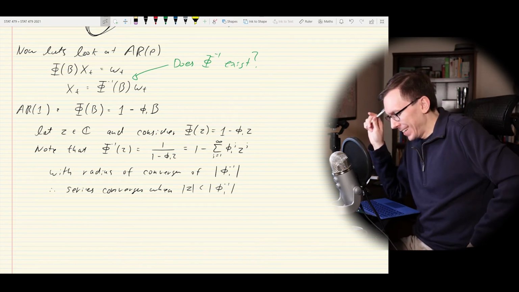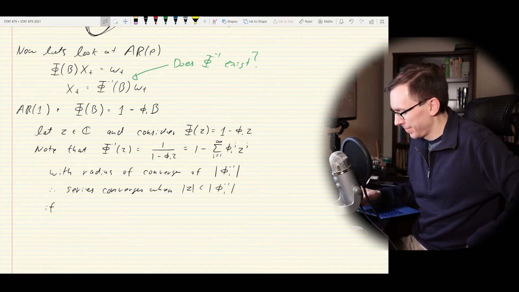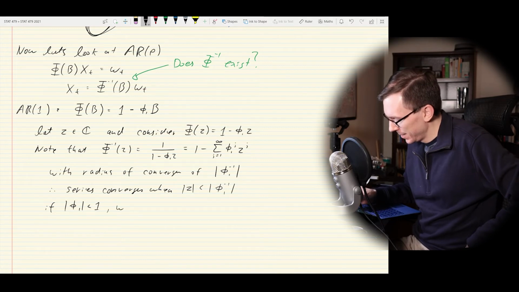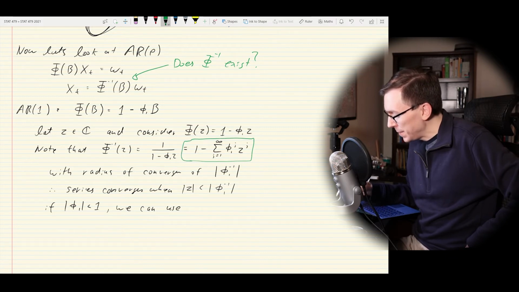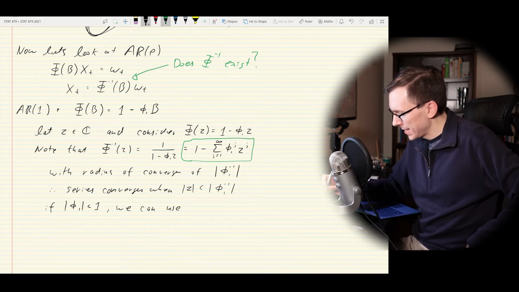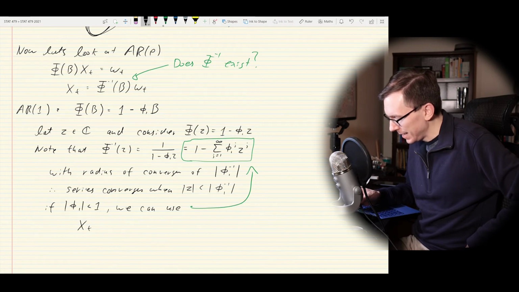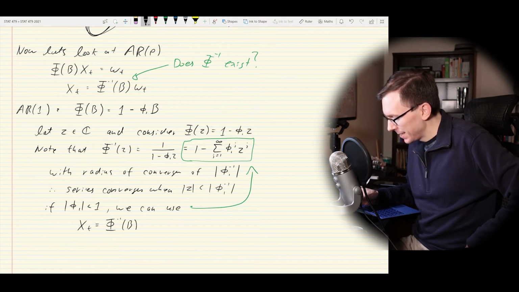So, okay, why are we doing all this? Well, if the absolute value of phi 1 is less than 1, then we can use this idea, this series here, the green box, and replace the z with a B. And what we write is that x_t is going to be the same thing that the other green arrow is pointing to, which is phi inverse of B applied to w_t.